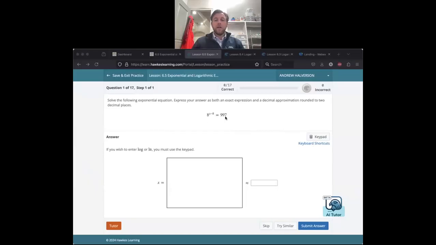Is there an exponent that we can raise the base of 8 to get 997? And the answer is no. There's no power of 8 that will get us to 997. So we need another way to solve it, and this is a more general way. What we're going to do is rely upon the properties of logs.